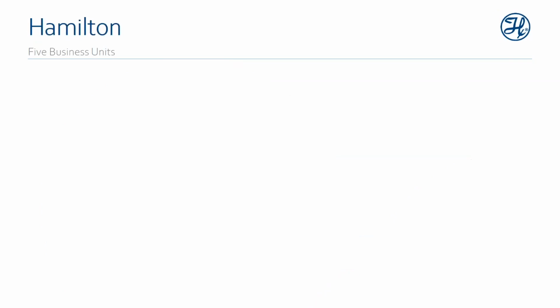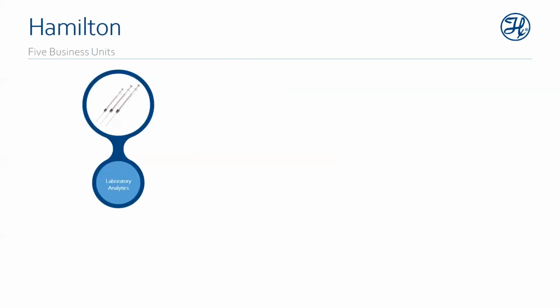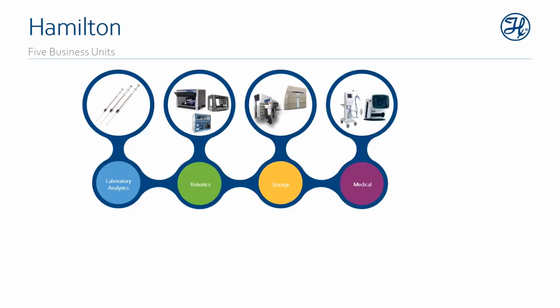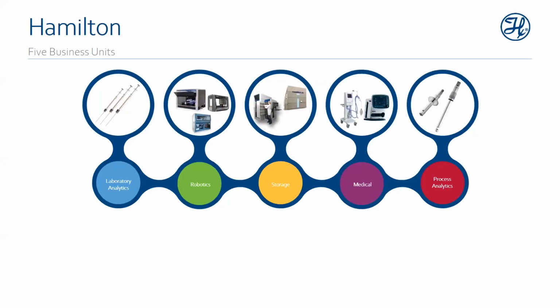So Hamilton at its core is a series of multiple business units. We have business units in laboratory analytics, robotics, storage, medical, and process analytics. Process analytics is the field that I'm in, and if you're in the biopharma space, that is typically going to be a technology you're probably most familiar with at the bioreactor scale.